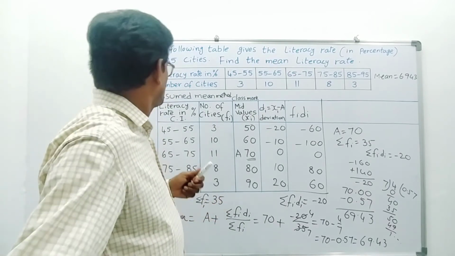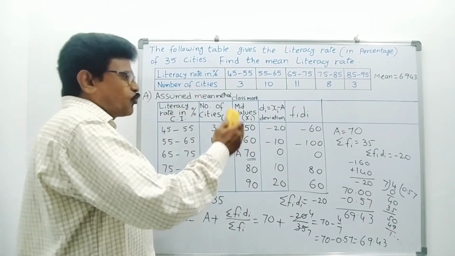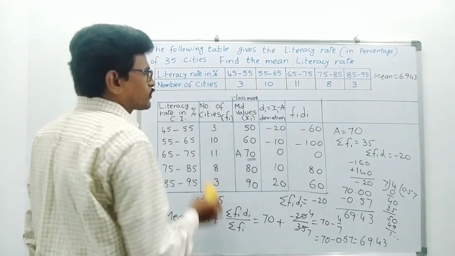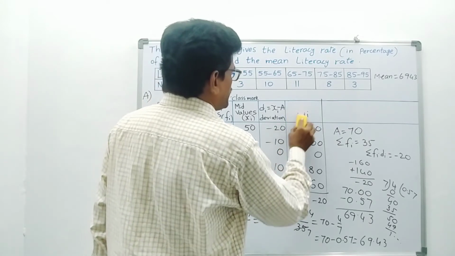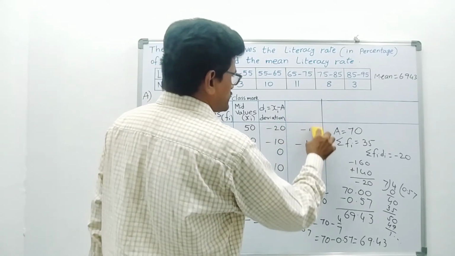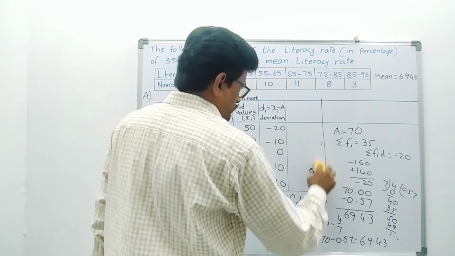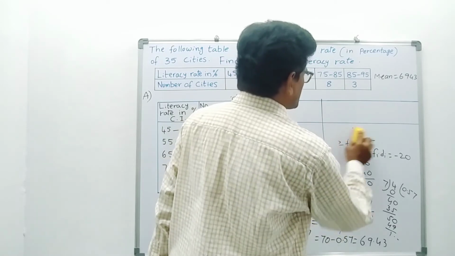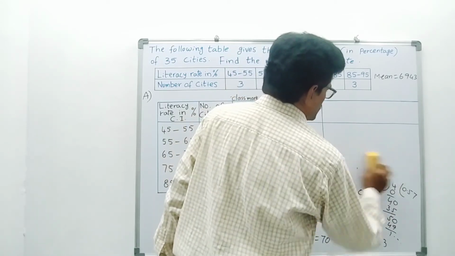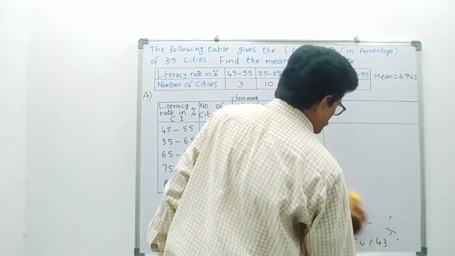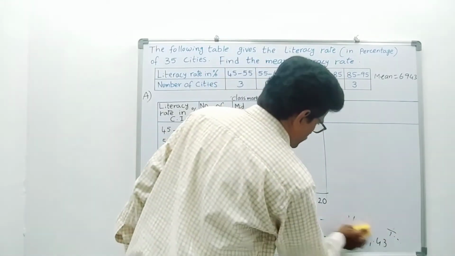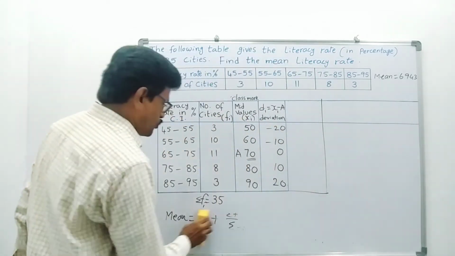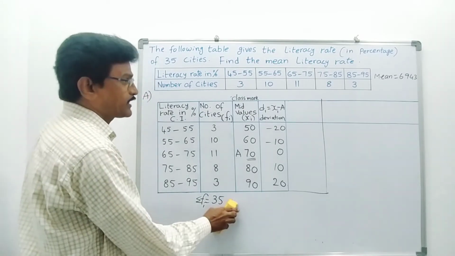In the third method, that is the step deviation method, one more extra column we have to enter here. After finding the deviation, fi di is not necessary here. Next we have to proceed by finding ui values. In this case, ui values are necessary. What is ui? Already xi minus a is there. Xi minus a by h values we have to write. H is what? Class size.